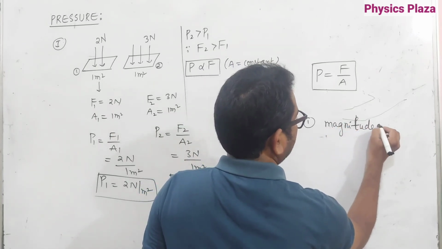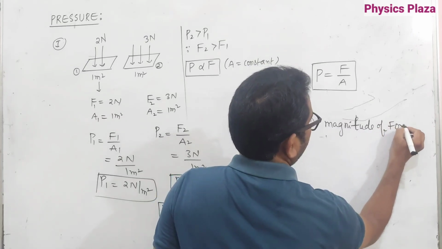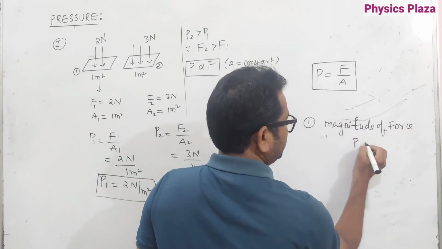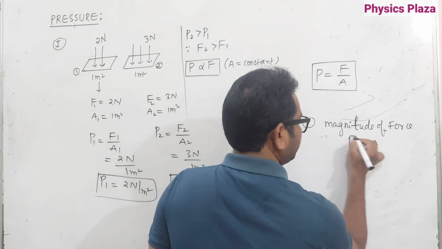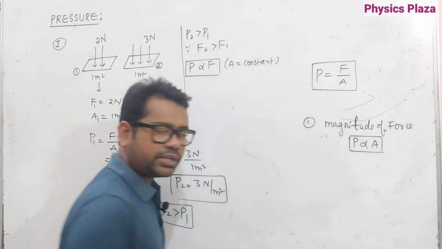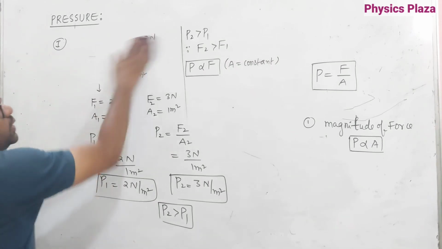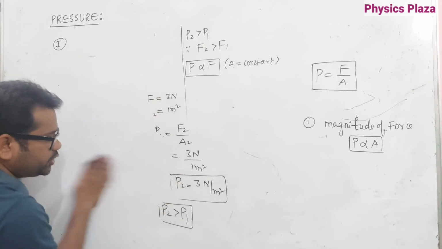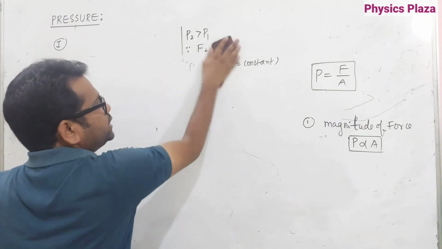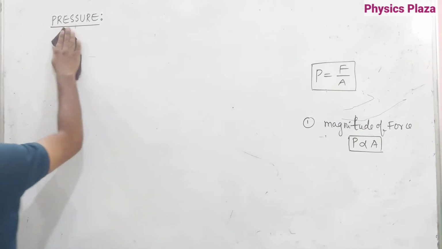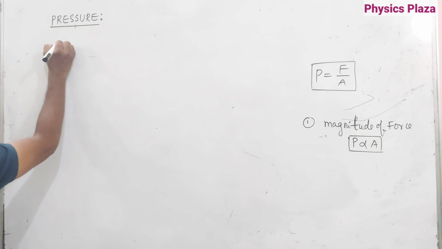Magnitude of force. How? Pressure is directly proportional to the force. Right? Copy it? Fine. Shall we move to the second one? Yes. So children, it's very clear that pressure is directly proportional to the force. Now let us move to the second factor.